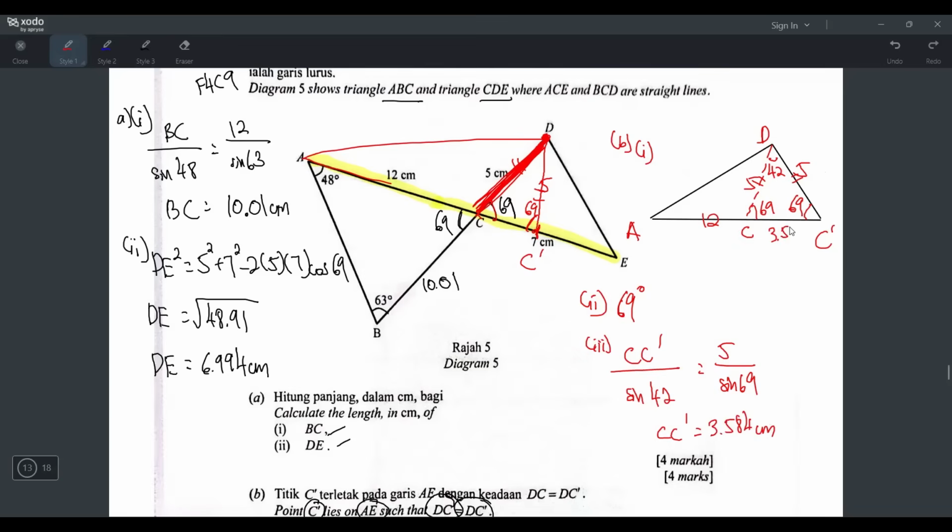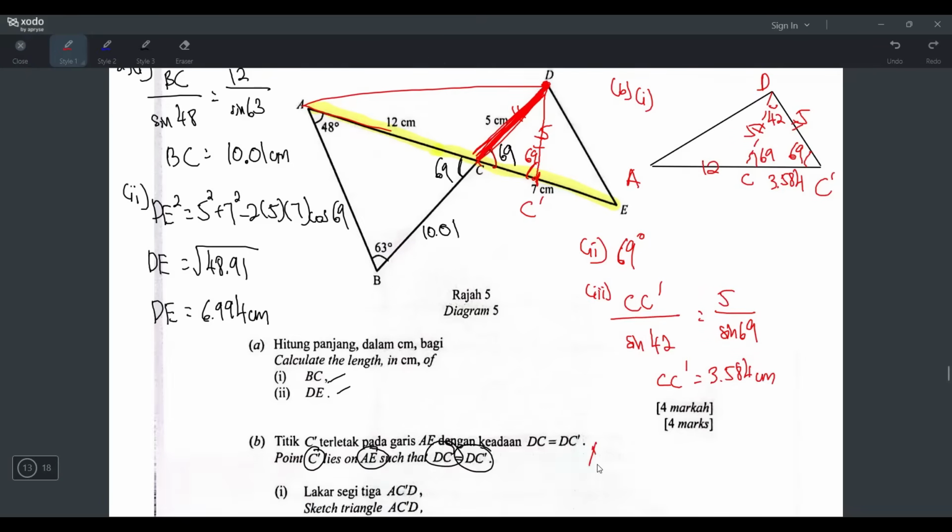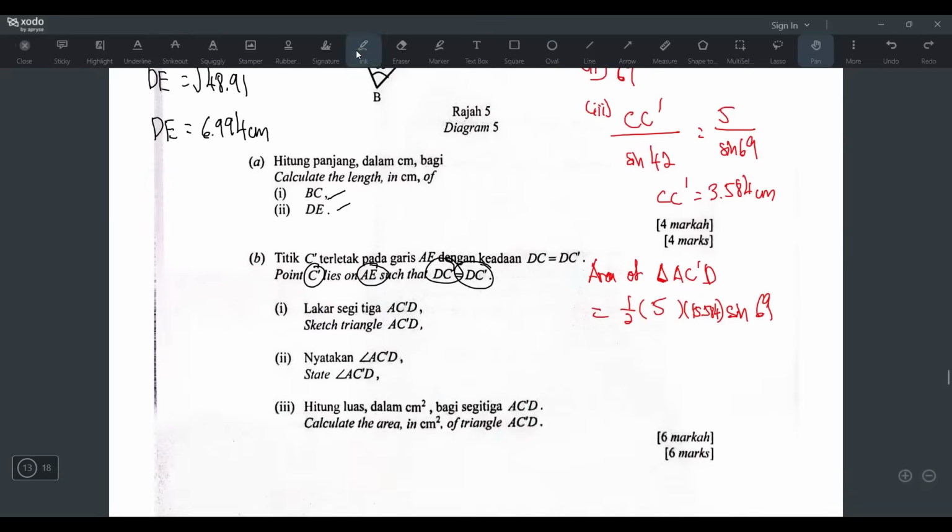But that one is the length here, right? I still need to find the area. So now we can find the area easily. The area of triangle AC prime D, which is the whole triangle. Let's use the formula 1/2 ab sine C, because this is not a right angle triangle, so you cannot do 1/2 times base times height. So we will do a bit different formula. The a will be 5, that's one of the sides. And the other side will be 12 plus 3.584, which is 15.584. And then sine of the included angle 69. Now it's time to press all this, and then we will get our answer. So what's the answer?